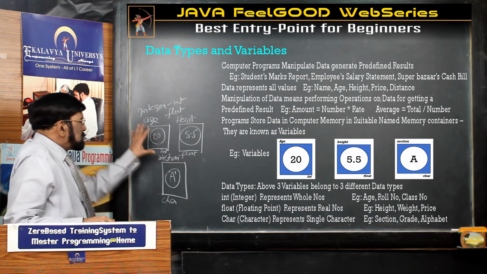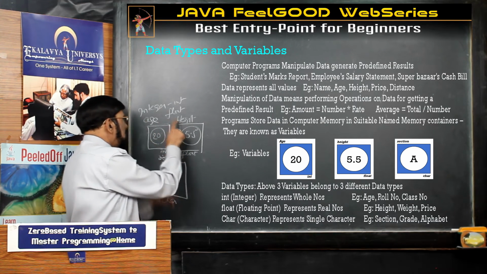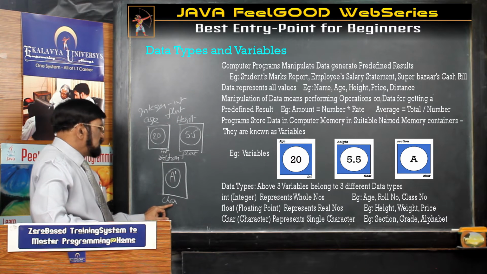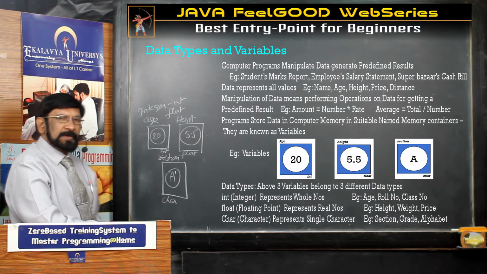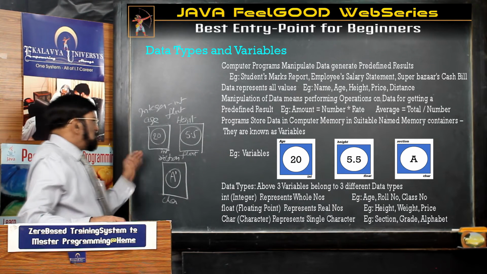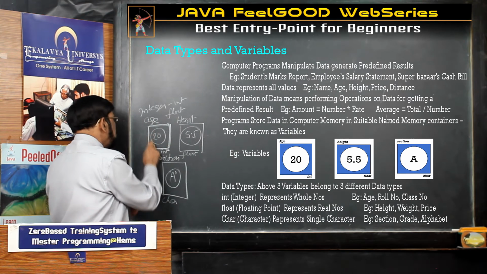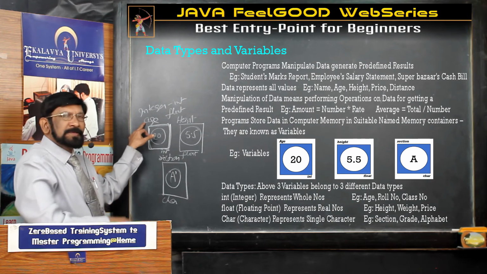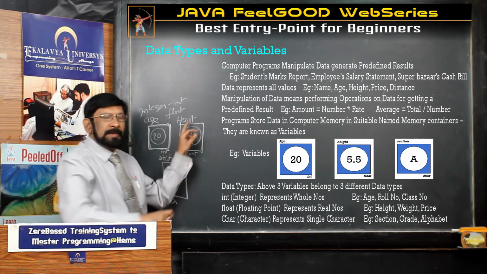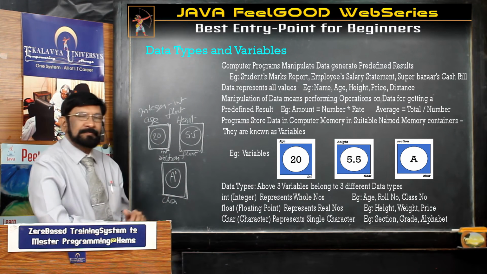Now we see, this whole thing is a variable, and this is the name of the variable, and this is the type of the variable. Now I conclude this. What is a variable? A variable means a named memory container. This memory container's name is age, this memory container's name is height, and this memory container's name is section.